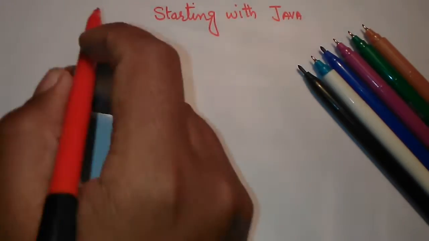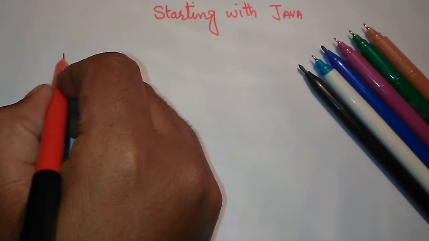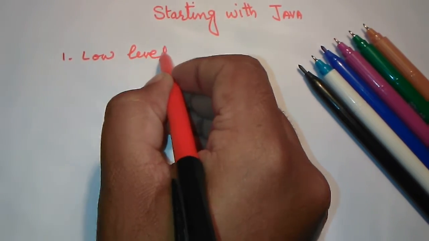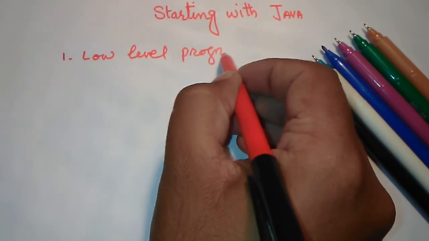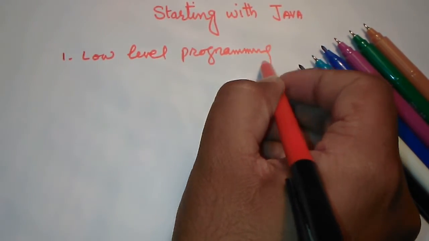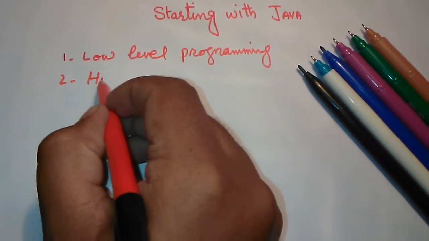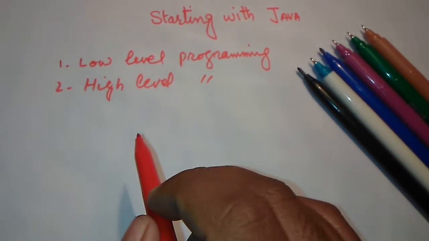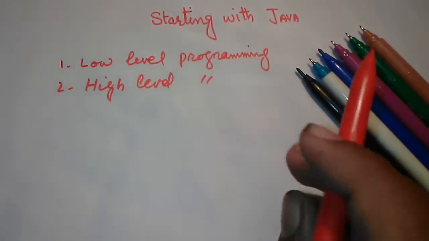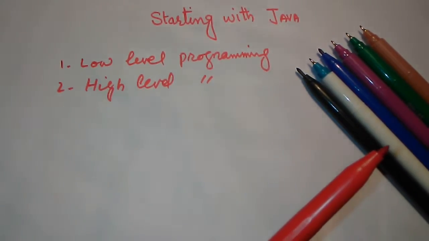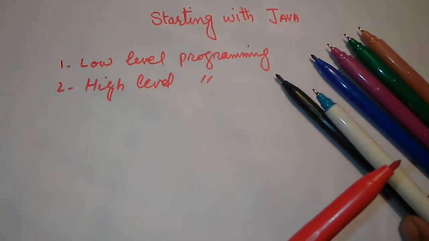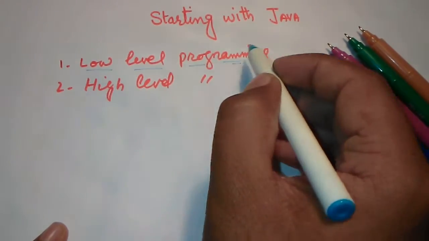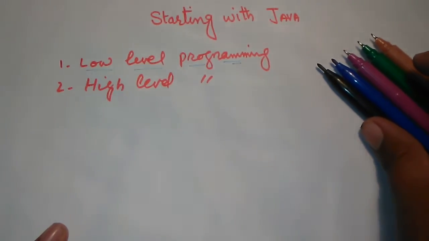First of all, I would like to discuss two things here. Number one is low level programming languages and high level programming languages. Low level programming languages are those which are easy for a computer to process, meaning they are near to binary or machine or computer language.